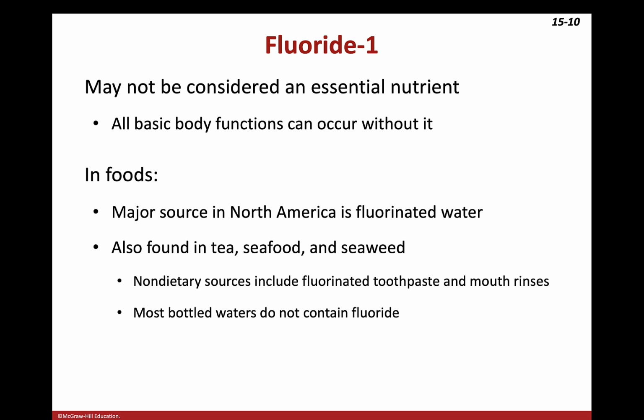The last trace mineral that we will be addressing is fluoride, and this may not be considered an essential nutrient because our basic body functions can take place without fluoride. In foods, the major source in North America is fluorinated water. It can also be found in tea, seafood, and seaweed. Now, non-dietary sources include toothpaste and mouth rinses that have fluoride added to them. And keep in mind, most bottled waters do not contain fluoride.